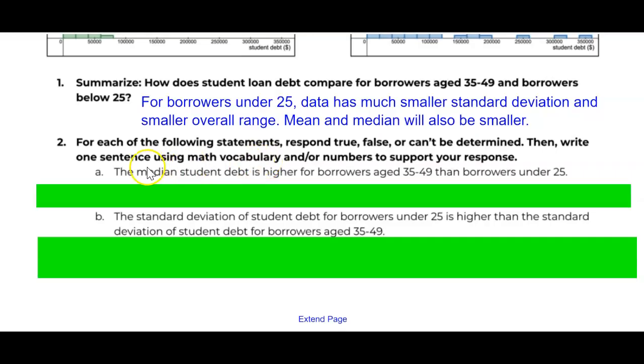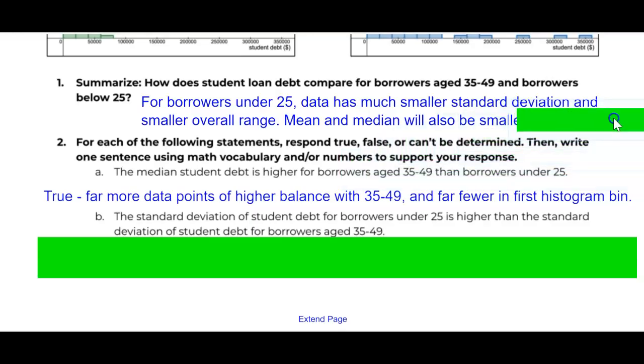All right, so for A, the median student debt is higher for borrowers aged 35 to 49 than borrowers under 25. So let's remember what the median is. If we were to lay all 100 responses for each category end to end, we're looking for the 50th and 51st responses. We want to know right in the middle. So is it true that the median is higher for borrowers 35 to 49 or for borrowers under 25?